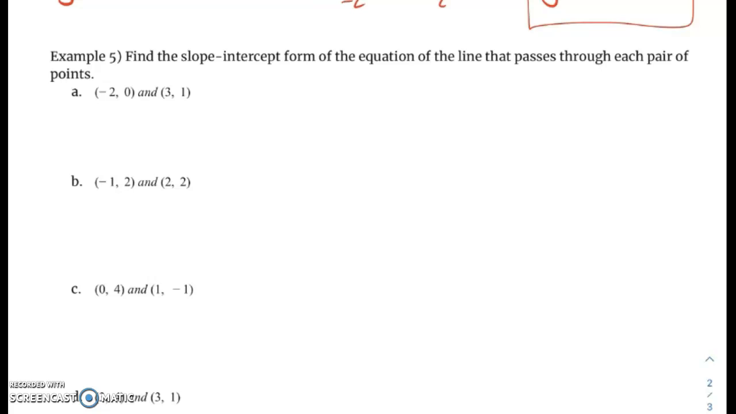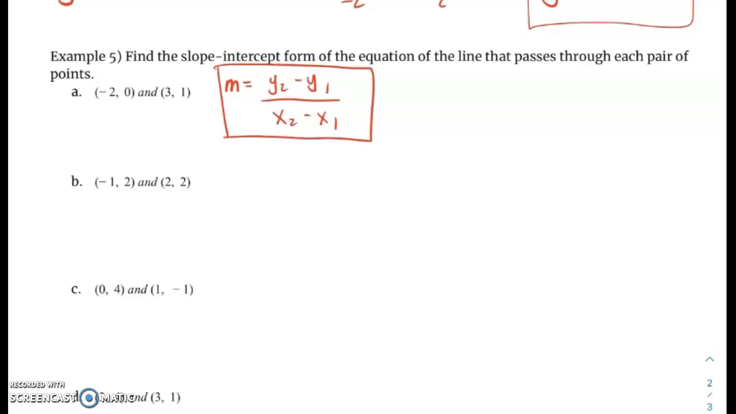In example 5, we're going to do the same thing, only they give us 2 points instead of giving us the slope. So the first thing we need to do is find the slope. That would be this equation: slope is y2 minus y1 over x2 minus x1. So make sure that is written down somewhere. So that's your slope equation. Now we're going to start there. I'm going to start this problem for this part of the notes, and then we'll finish it in the next part of the notes.